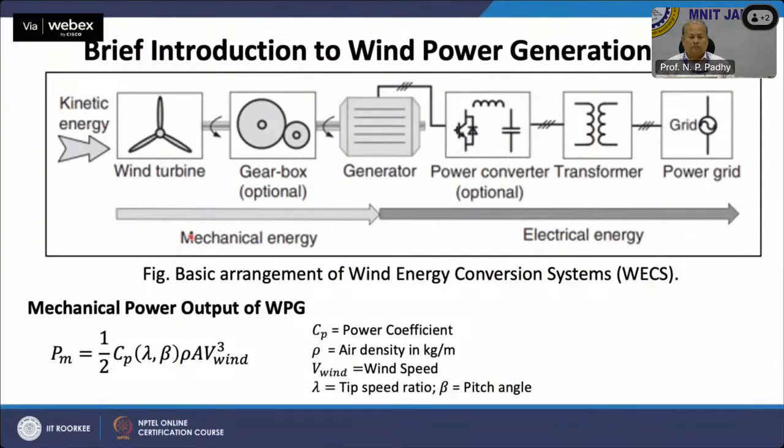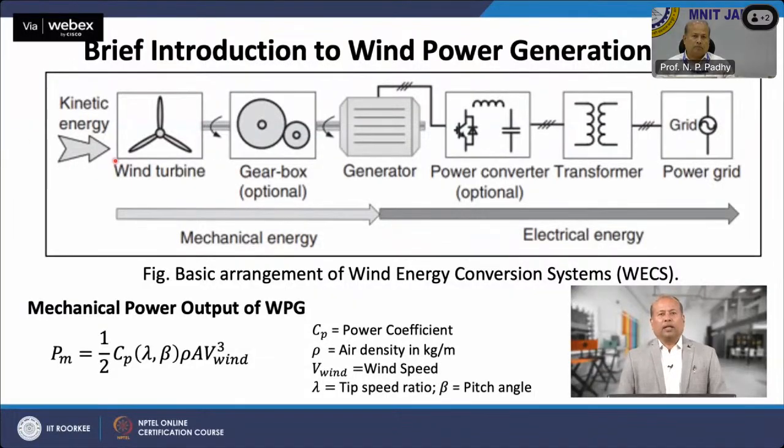Ideally, we capture the kinetic energy through wind turbines, and through a gearbox to the generator and through a power converter to the transformer, and hence the energy is being fed to the power grid. A typical wind power generation system converts kinetic energy of the wind to useful electrical energy.